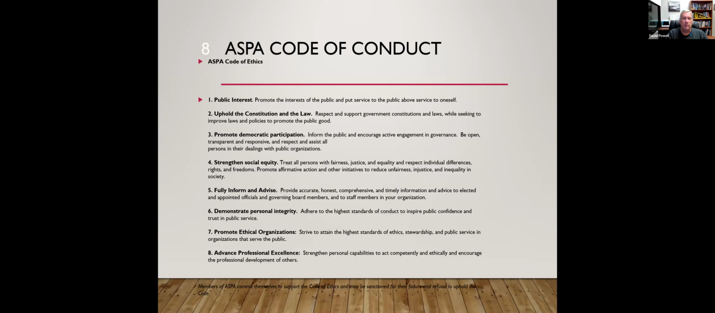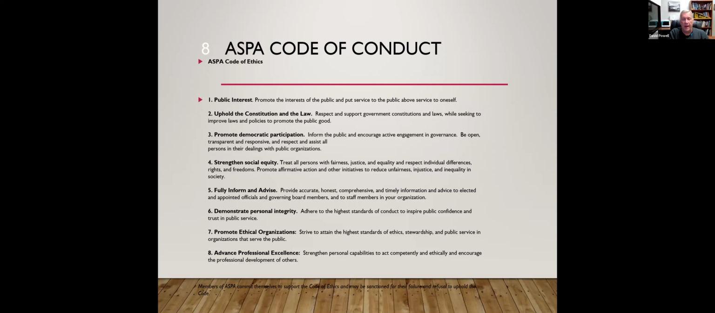Number 3, promote democratic participation. Inform the public and encourage active engagement in governance. Be open, transparent, and responsive, and respect and assist all persons in their dealings with public organizations. We need to be open to the public. And in the next slide, we're going to talk about some of the things we do here in the state of California that are focused on openness and transparency. We need to be open and transparent to the public, and we need to assist the public in their dealings with the bureaucracy, with public agencies.